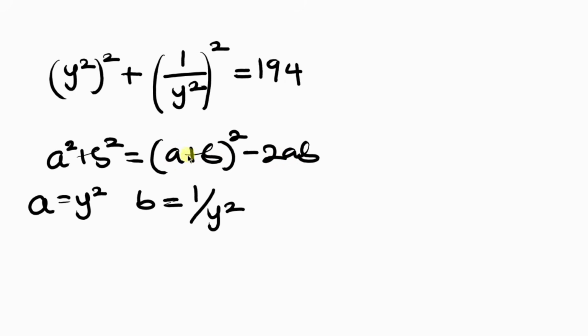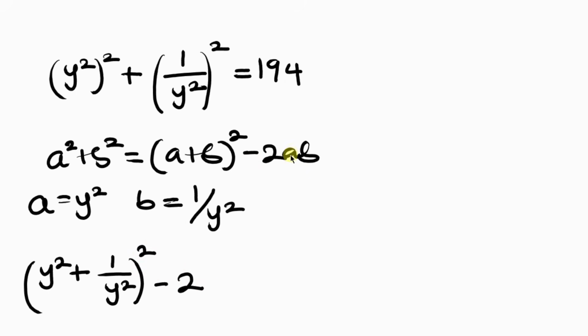So we have (a + b), where a is y^2 plus b is 1 all over y^2, all raised to power 2, minus 2 times a times b. A is y^2 times b, and b is 1 all over y^2. Good. And this is equal to 194.